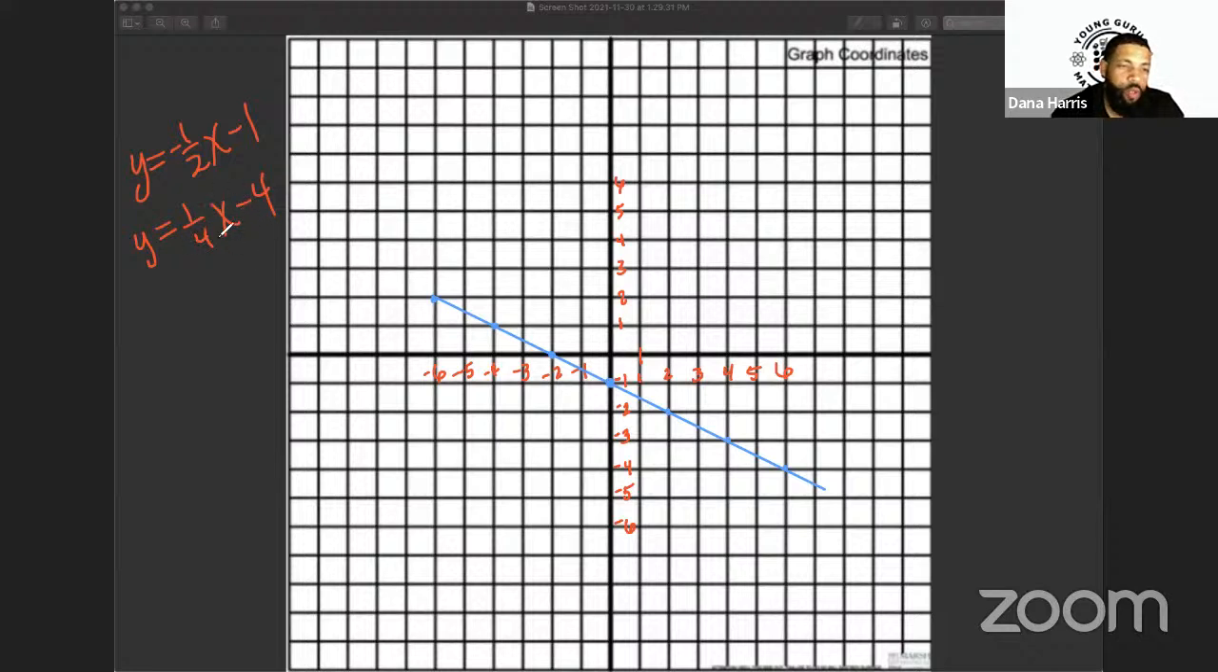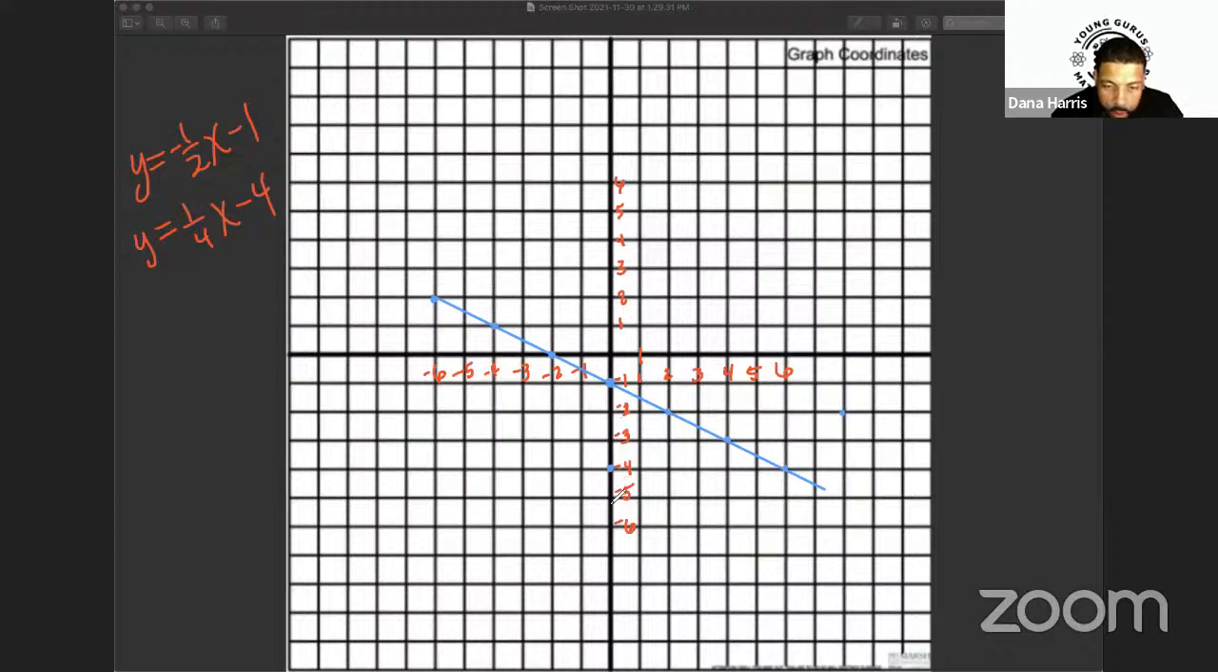So for the second equation, y equals 1/4 x minus 4, y-intercept of -4. And then the slope is 1/4. So we're going to go up 1 over 1, 2, 3, 4. So that's the point of intersection right there. Up 1 over 1, 2, 3, 4. So we're out of bounds over there.